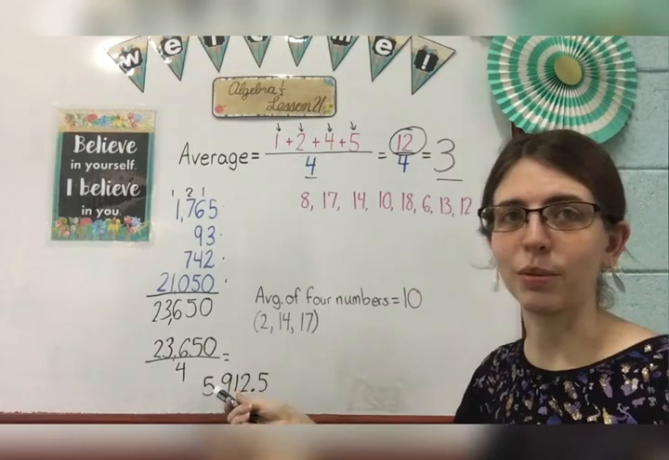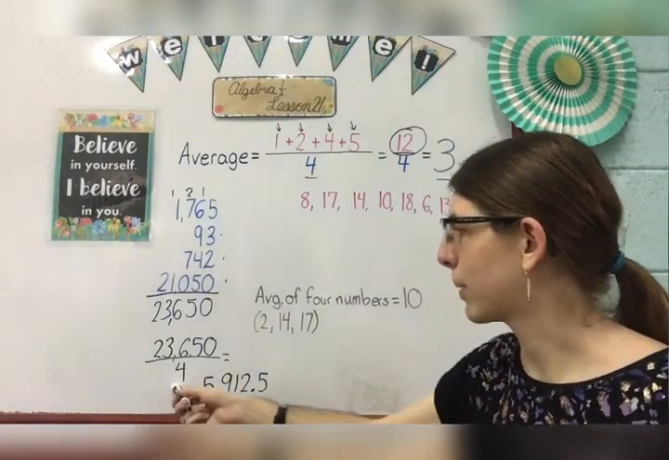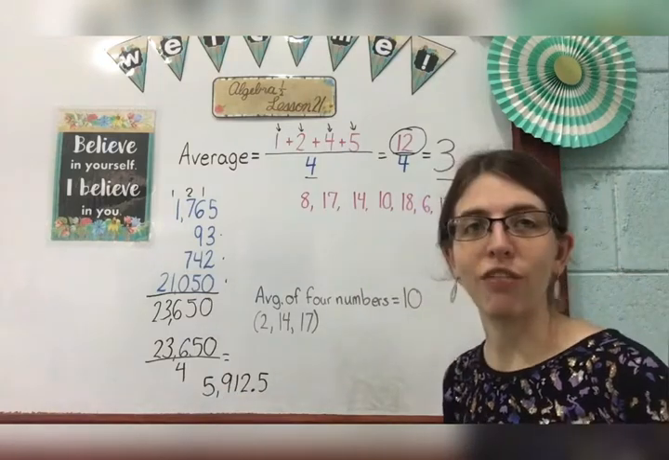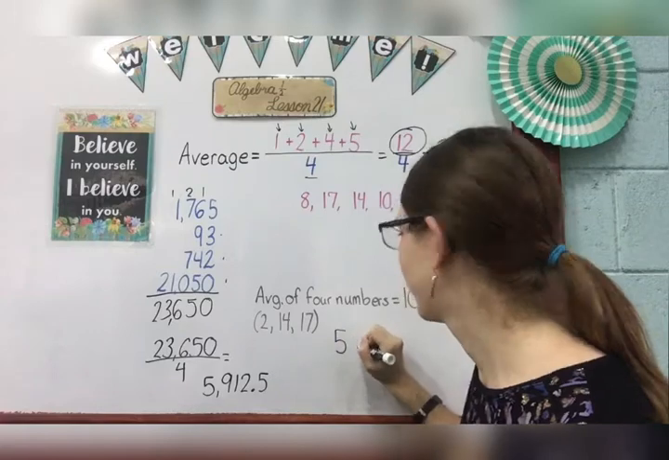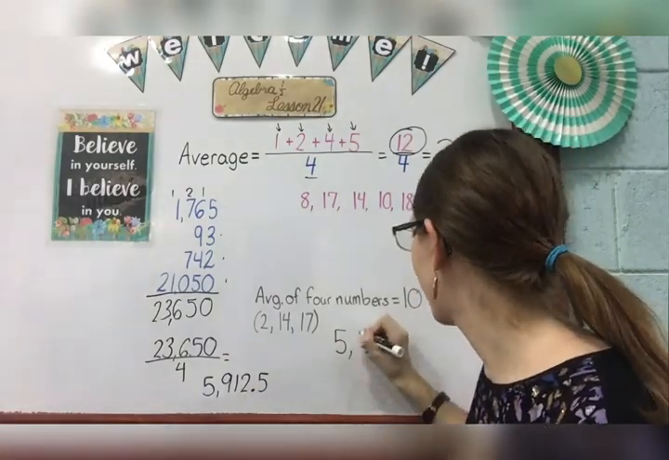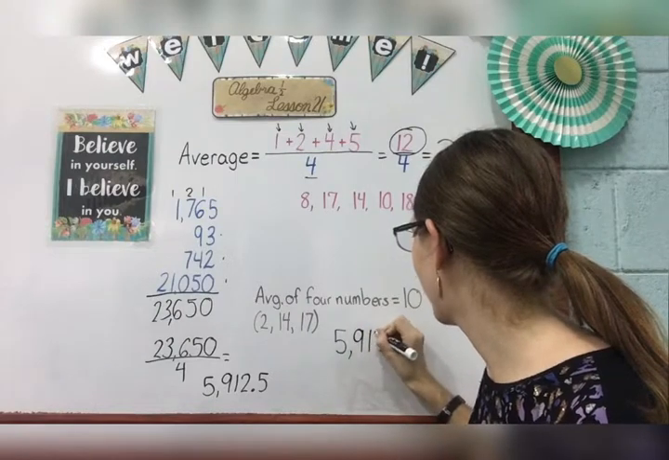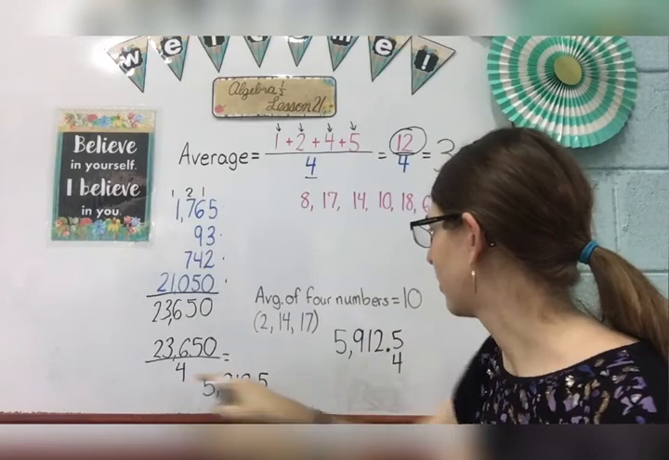So let's look at this one together, okay? I know that there are 4 numbers. Averaged, they equal 5,912.5. So I know I can find my sum. Yes, I know, I already have it over there, but I'm just proving my point. I find my sum by multiplying 5,912.5 times 4.